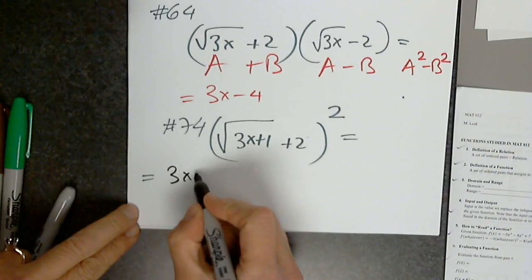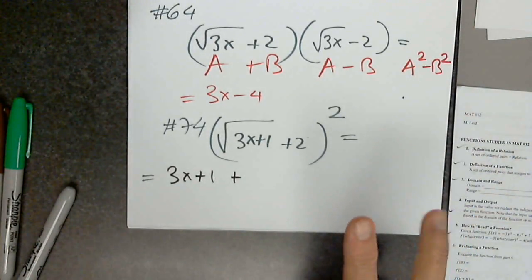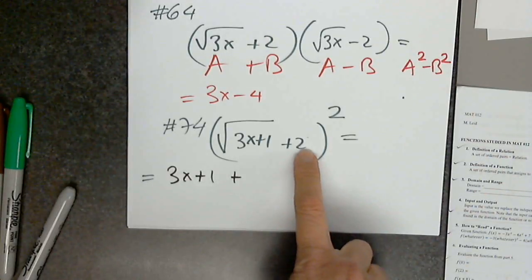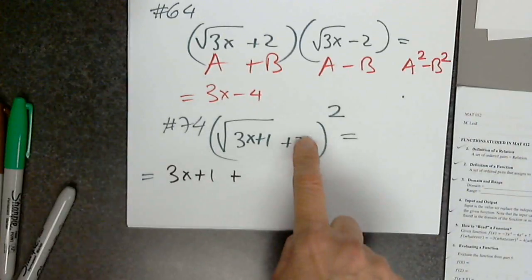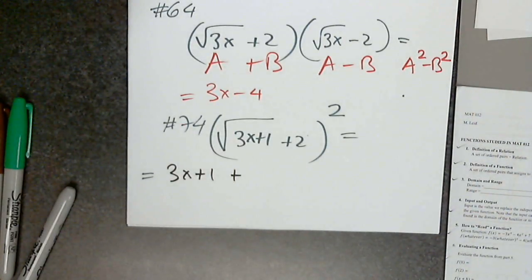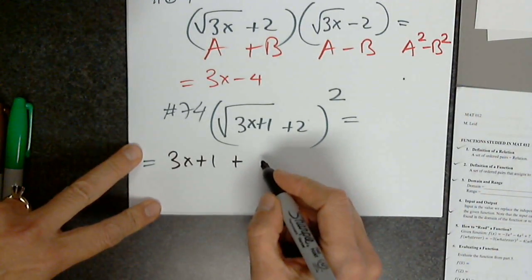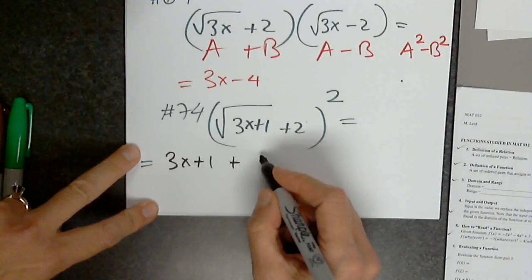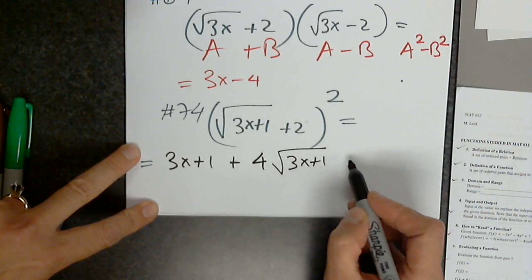Very good. Plus, careful now. 2 is outside. There is a 2 without a radical, and then a radical. So 2 from the formula, 2 as the second term, and the radical. What would you write as the middle term? Four square root of 3x plus 1.